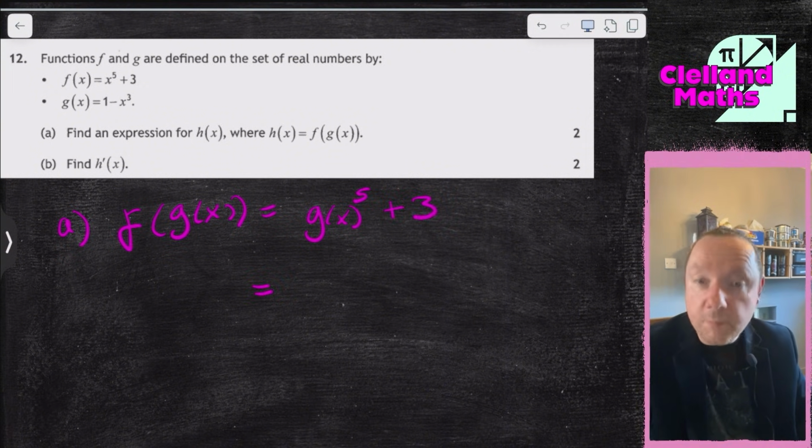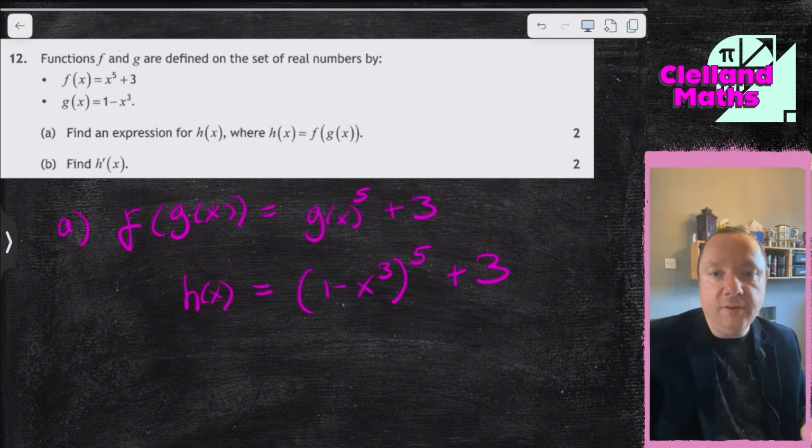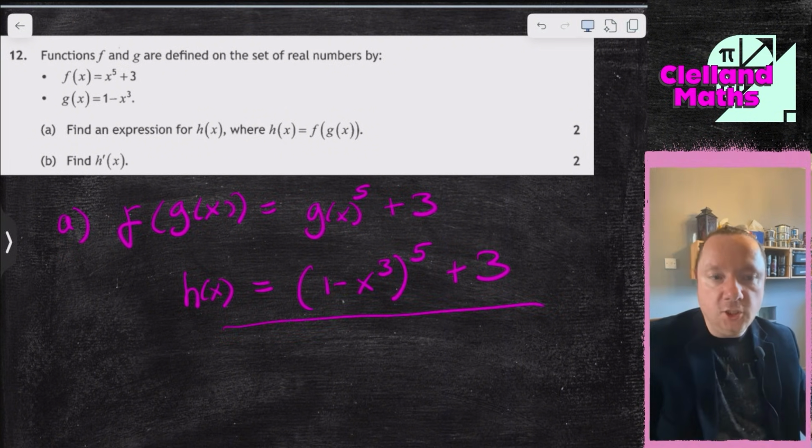What is g of x? 1 minus x cubed. So I put 1 minus x cubed here. That's to the power of 5 plus 3. There's not much else I can do with that because it's spanning a fifth bracket beyond us. So we've got 1 minus x cubed to the power of 5 plus 3.